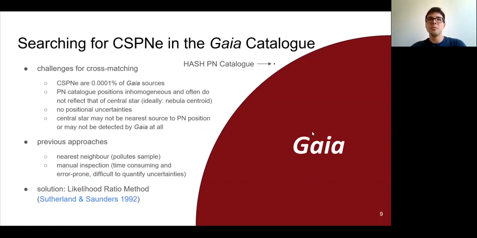And there have been a few previous approaches to this. One is to simply use your planetary nebula catalog and take the nearest neighbor.